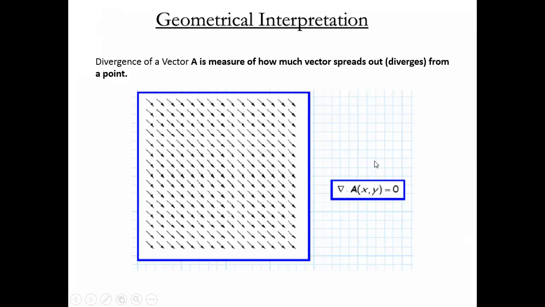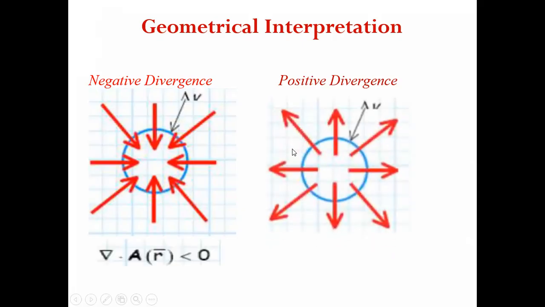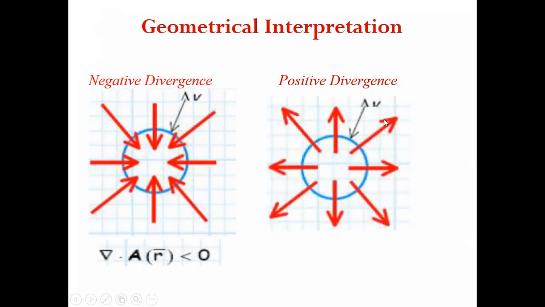Yes, sir. Now what is the meaning of negative divergence? You see, here nothing is coming out, rather everything is inward, nothing is outward. This is the condition for negative divergence. And positive divergence is obvious, see, it's all going outward. So this is an example of positive divergence. So these three figures are clear to you. What is the meaning of negative divergence, positive divergence, and zero divergence? Is it clear? Yes, sir.